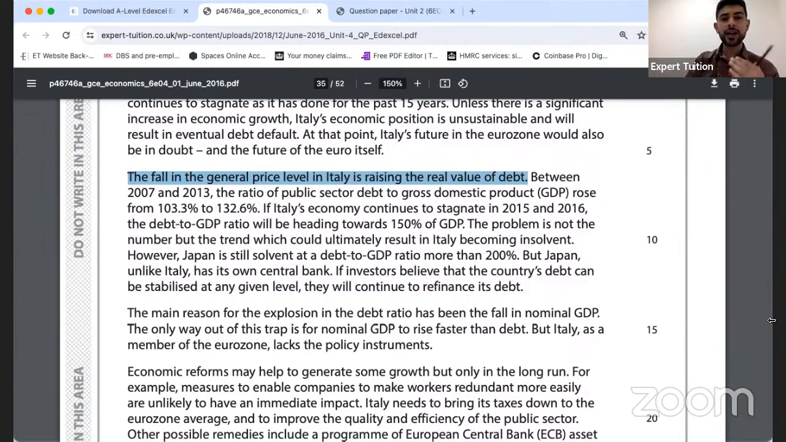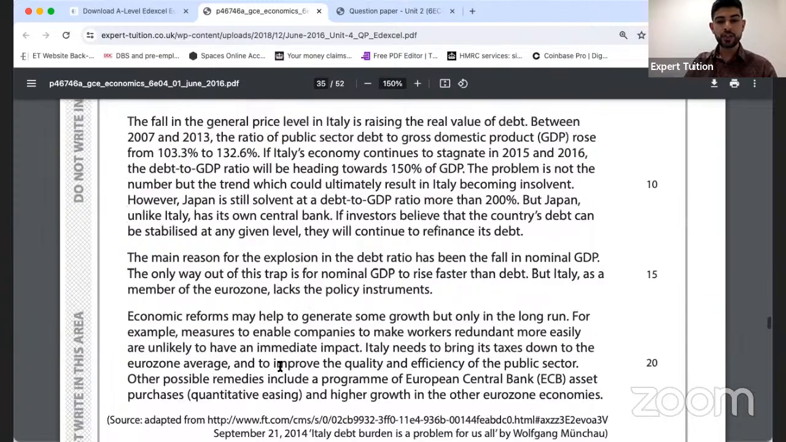Great. The extract literally gives you the answer, by the way. It says economic reforms may help to generate some growth, but only in the long run. For example, here it is, this bit: Italy needs to bring its taxes down to the Eurozone average.